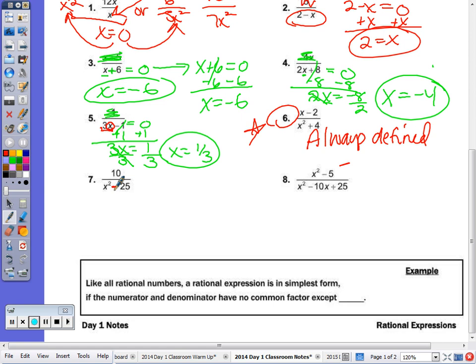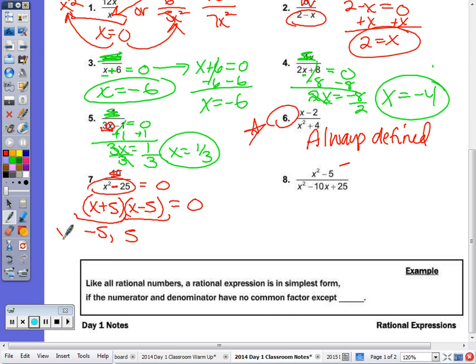Does anyone know what that number would be? 5. Is there another number? Again, we have to find every possible answer. So it's not only just 5, and if you actually solve the quadratic, it'd be x plus 5, x minus 5, with the roots of negative 5 and 5. So anytime you have a difference of squares expression, x is going to equal two numbers.